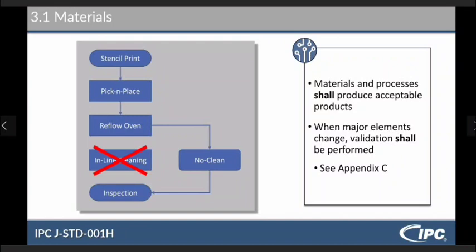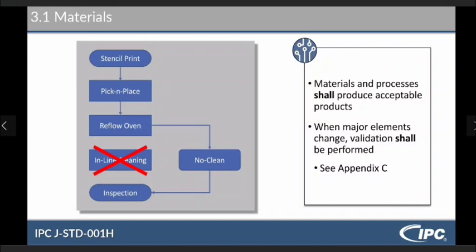Okay, so we are starting on 3.1. This is talking about materials. Materials and processes shall produce acceptable products. I think that's kind of a given, right? But when major elements change, validation shall be performed. Again, that's only for class 3.